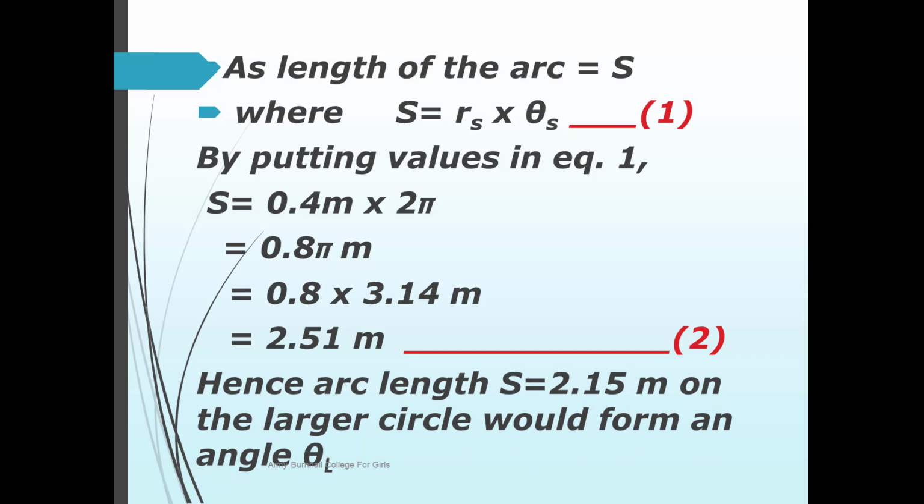On the larger circle, the larger gear would form an angle theta L. So S is equal to 2.51 meters. Both the gears are rotating side by side, so the same length will be traveled on the larger gear as well. And on the larger gear, the larger circle, it will form an angle theta L.